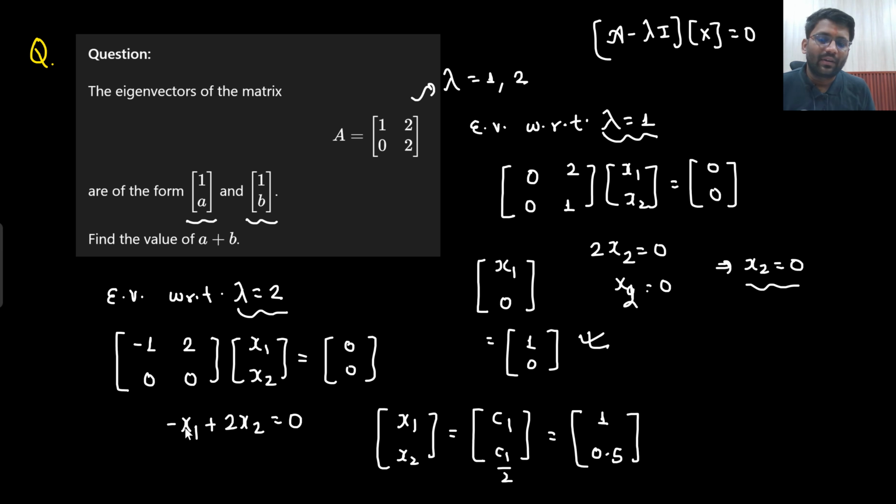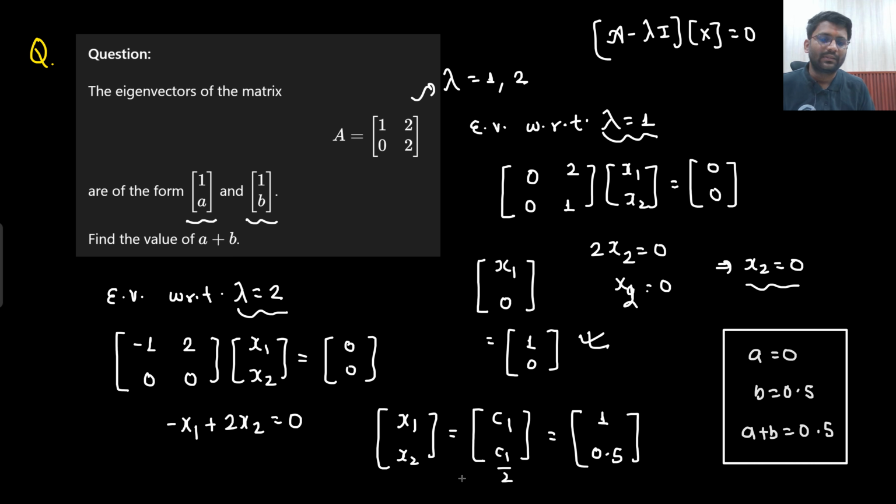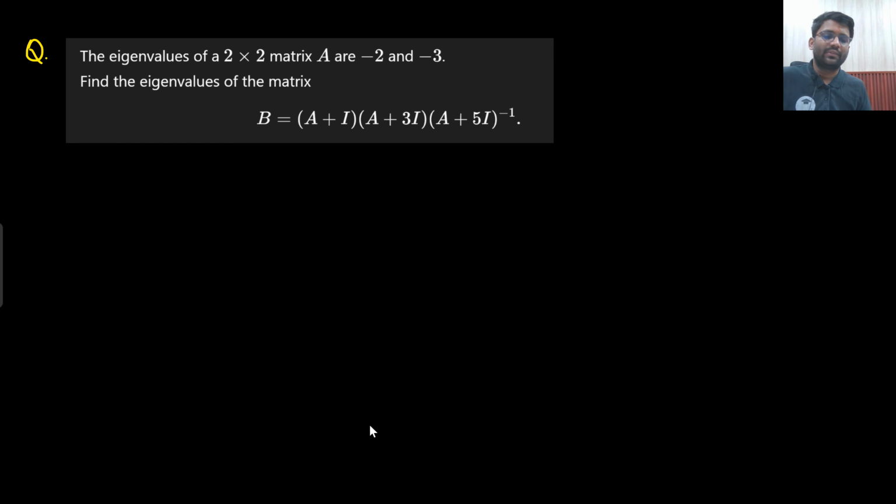Understandable? So x1 is twice of x2. That means if it is 1, then x2 has to be 0.5. So b has to be 0.5. So from here we get to know that a is 0 and b is 0.5. That means a plus b is 0.5. This is the answer you are getting. Understandable? Let's go to the next one.